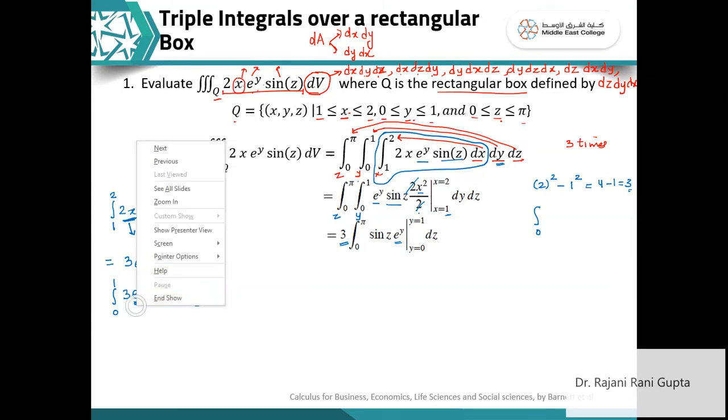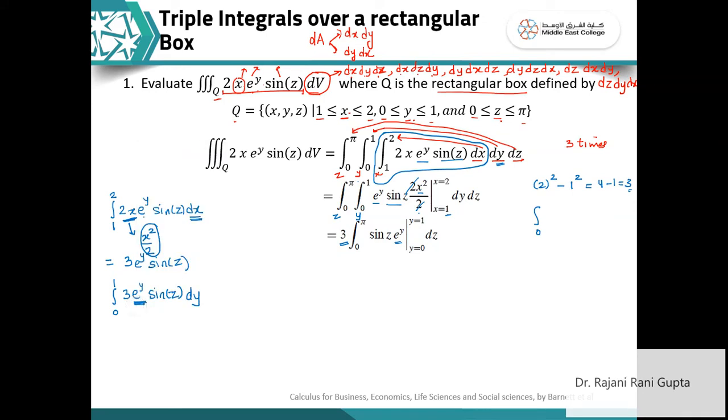So here we integrate the function of y, which is e^y. What is the integral of e^y? It is the same, e^y. The 3 is a constant kept here, and sin z is a constant kept the same. Now when you replace y by 1, you get e^1, minus when you replace y by 0, you get e^0. e^1 is e, minus e^0 which is 1. So we get this term after integrating this one.